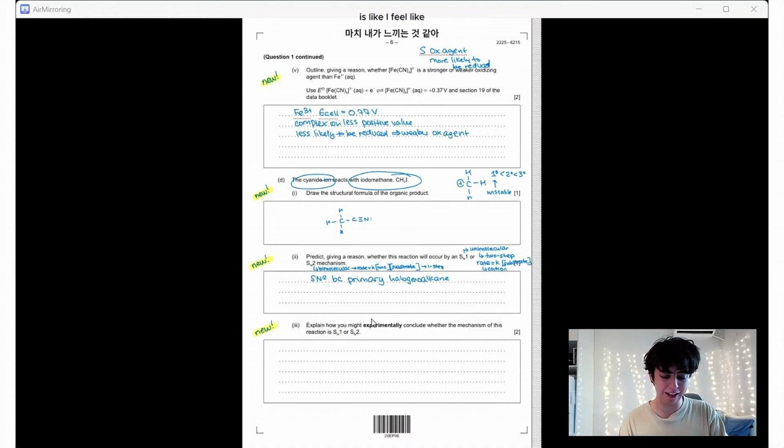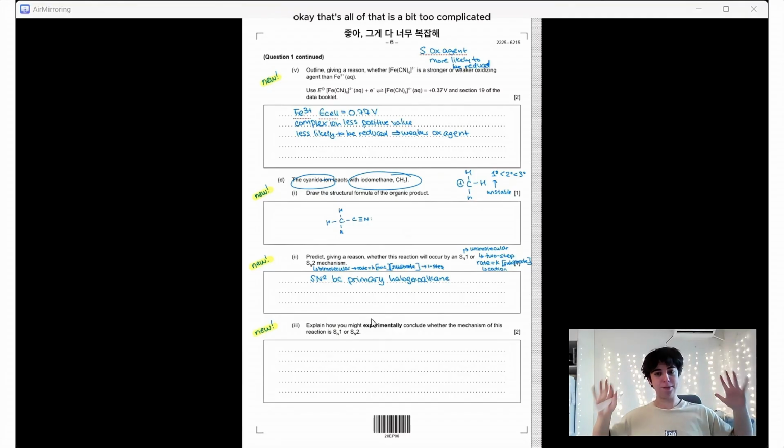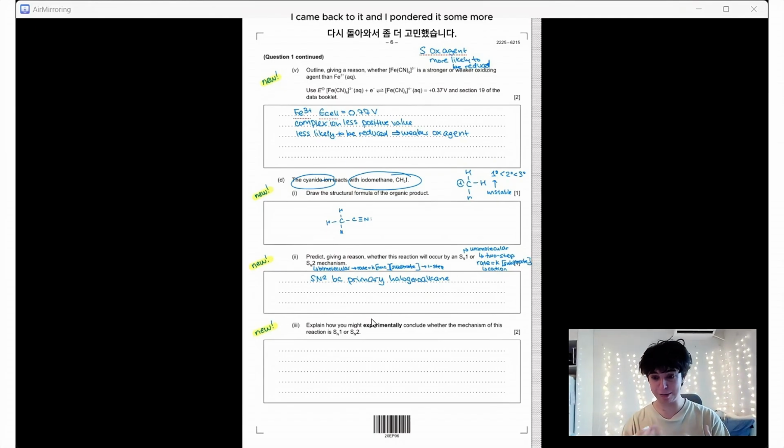Explaining all of that seems like more than something the IB would want me to say. And I was like, oh, maybe HNMR once again, I'm thinking intermediate, how can I see if there's an intermediate or not? And then I was like, wait, okay, all of that is a bit too complicated. So I'm like, okay, let me come back to it. I finished my exam, I came back to it and I pondered it some more.